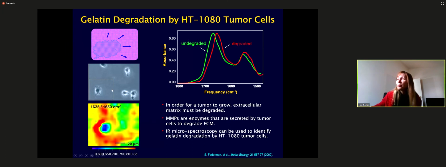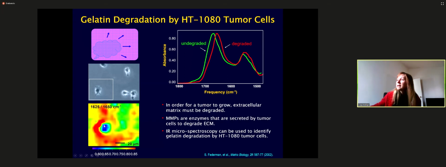I'm not going to show you a movie in this particular case, but just a static snapshot, which is the infrared image here down below. Now, we're not looking at the cell itself, we're looking at the composition of the gelatin. Because if the gelatin is undegraded, it has an infrared spectrum that looks like the green. And if it's degraded, it has an infrared spectrum that looks like the red. You get a shift in the peak by about 30 wave numbers when the gelatin breaks down.